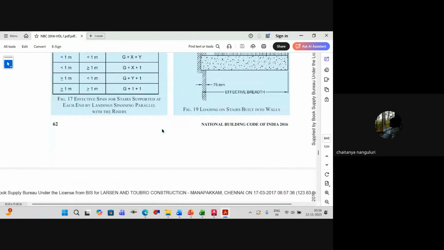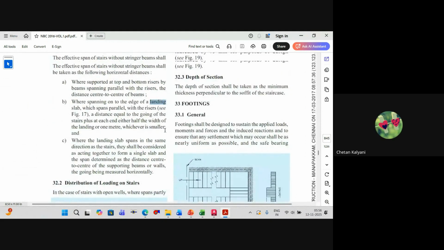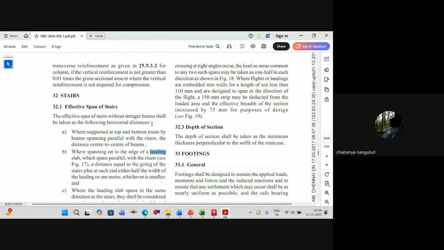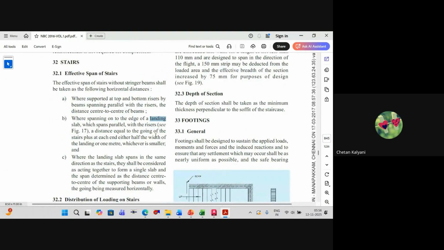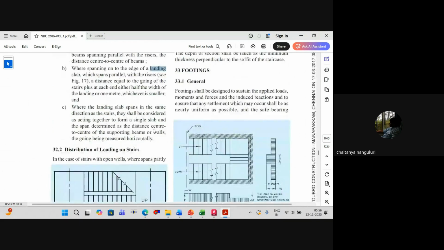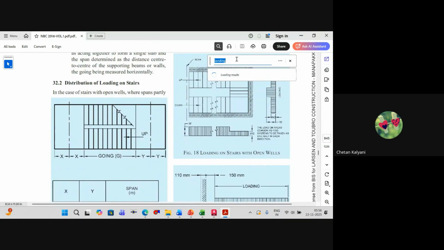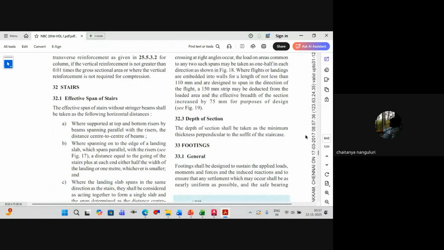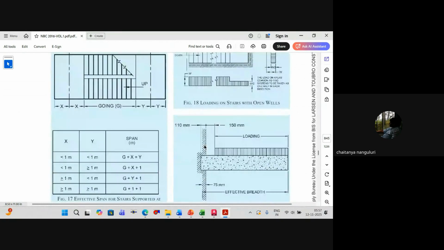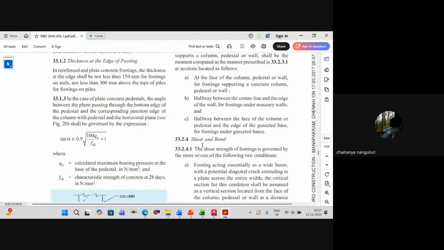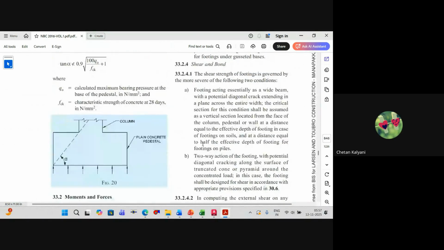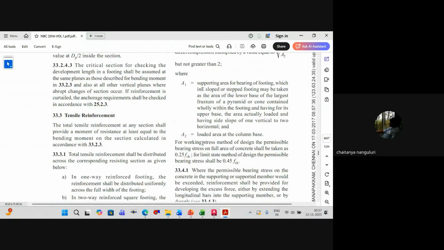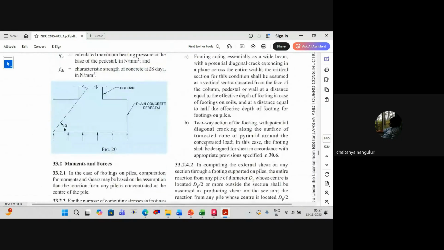Distribution of loading of stairs, 4.6.6. What is it? 4.6.2. What is 4.6.2? NBC clause, is it, Chetan? Yes, sir. For staircase. Okay, 4.6.2. Which one? Obviously it's this one, right? No, that is the fire exit staircase. No, I'm speaking about staircase design, any staircase for that matter, not only fire exit staircase. Okay.